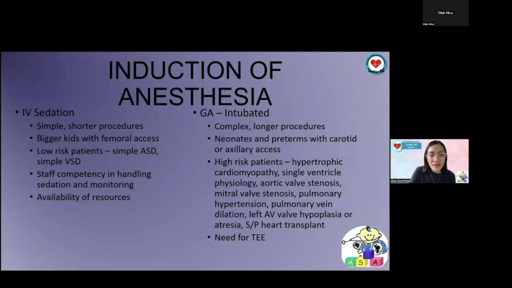And then once the IV access is already established, that's the time that we give the rest of our anesthetic medications. Invasive lines are required for these procedures, pre-induction if higher risk, but they are inserted by the interventional cardiologist at the start of the procedure.